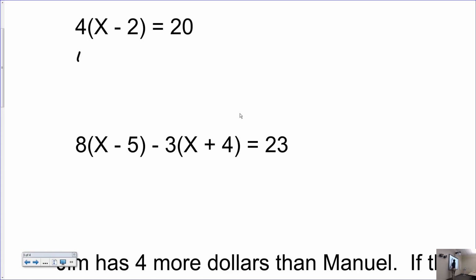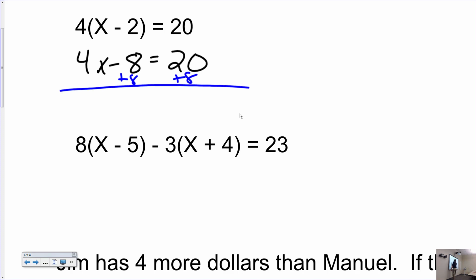Distribute, right? Just make sure that you distribute the 4 to everything. I've seen a couple of times where people have just said this is 4x minus 2, and that's just you going too fast. Please don't do that. Okay? Now, what do I do next? Add the 8 to both sides. 4x equals 28, and then what do you do last? Divide by the 4, and that'll give you x is equal to 7.